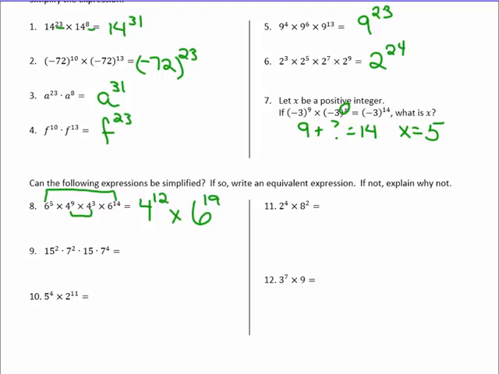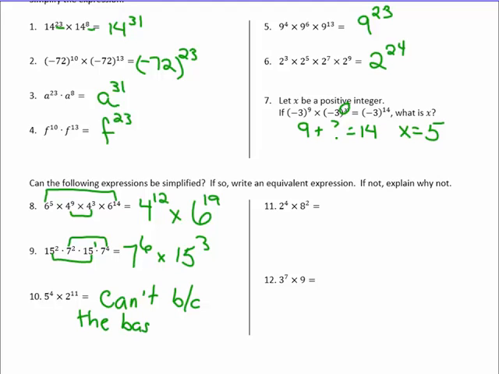So over here, I would put my 7's together, so 7 to the 6th. Put my 15's. Now, if I don't see an exponent, it means there's a little 1 there, because we talked before, anything to the first power is itself. So this would be times 15 to the 3rd. Number 10, those cannot be simplified. We can't do it because the bases don't match.